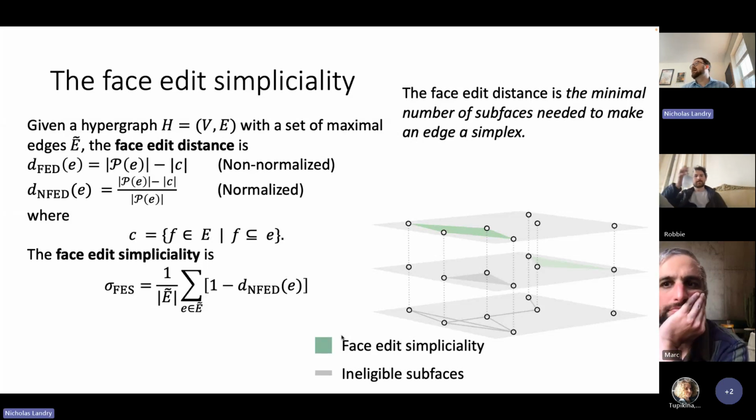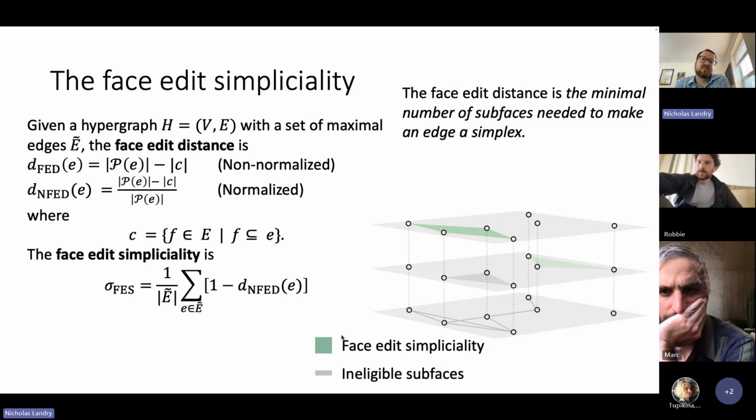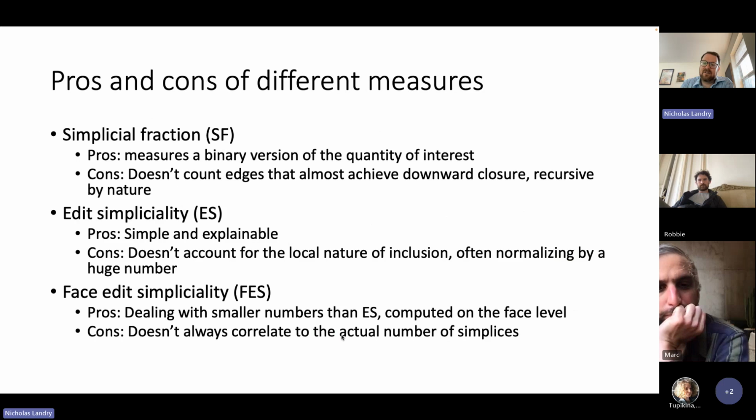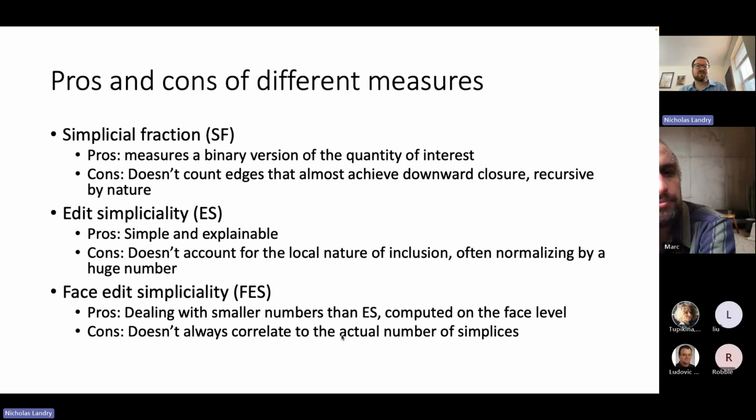Yeah. And so lastly, just on paper, the face edit distance is the minimal number of subfaces on average needed to make an edge a simplex. So it's very related to that edit simpliciality. And I just want to talk briefly about pros and cons of these different measures. These are just self-defined measures. I assume that y'all could come up with more principled versions of these eventually, but this is a good starting point, I think. So for the simplicial fraction, a pro is that it measures a binary version of the quantity that we're interested in.